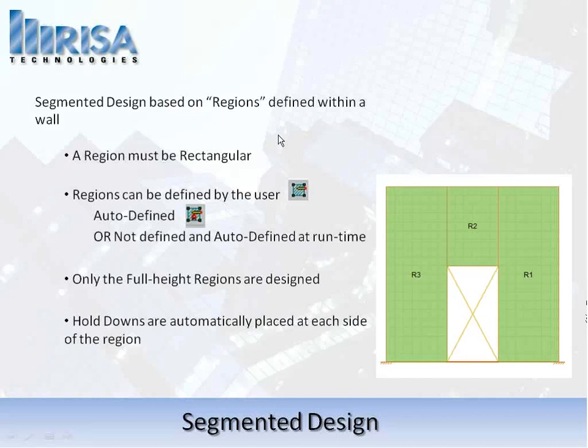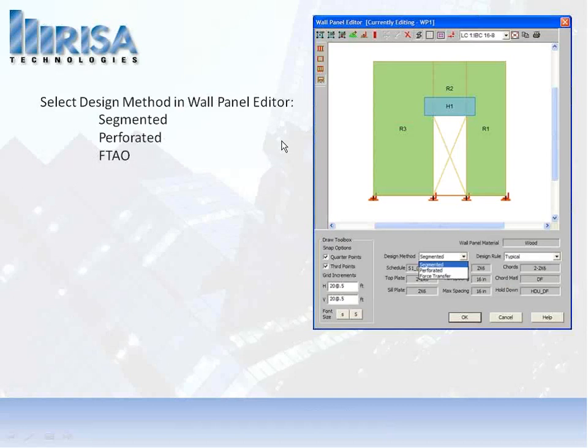Let's talk a little bit more. We said that you can do segmented, perforated, or force transfer around openings, and we see that in here under segmented, perforated, and force transfer. It's just a drop-down list. What's nice about that drop-down list is you can switch between the different ones and see how the wall behaves. Maybe start out at segmented and try the other ones, and maybe you learn how the other ones behave on your model a little differently.